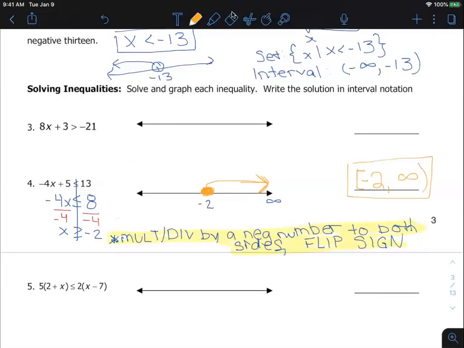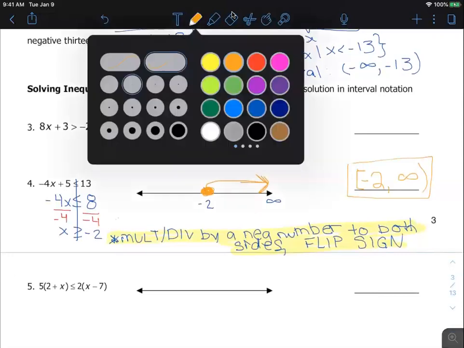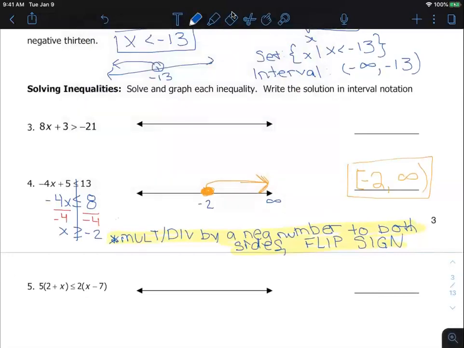All right, welcome back. So hopefully when you went to solve this, you subtracted 3 from both sides, which gets you to negative 24. And then when you divide by 8, you should not be flipping your sign because you're dividing by 8. You are not dividing by a negative number. You're dividing by 8, so you do not flip your sign.